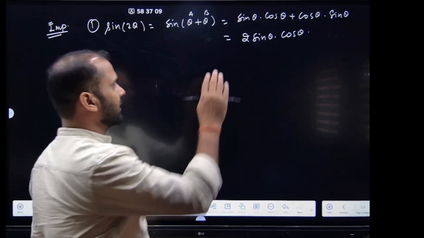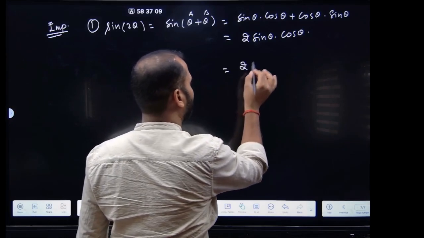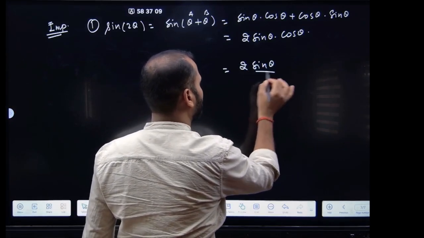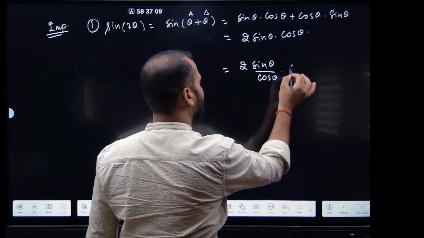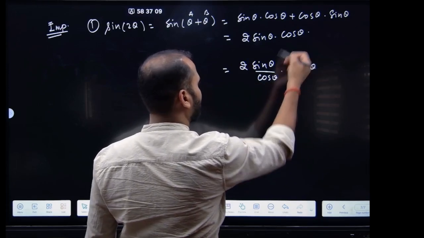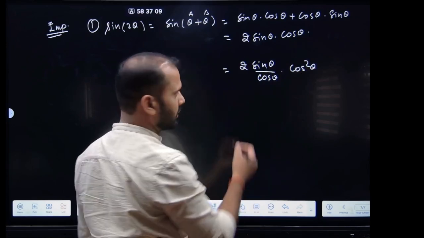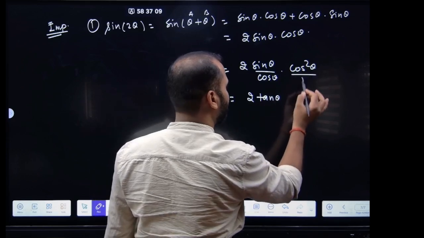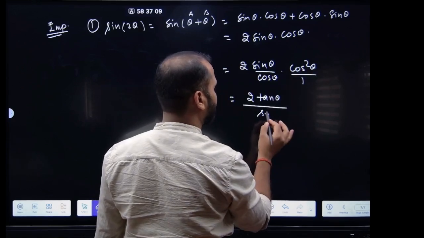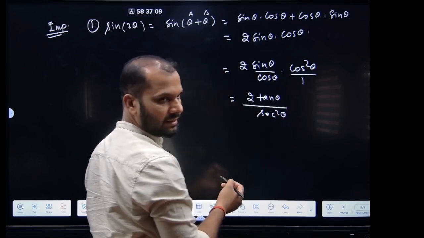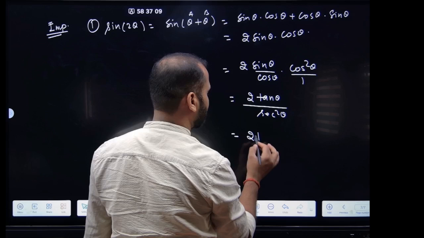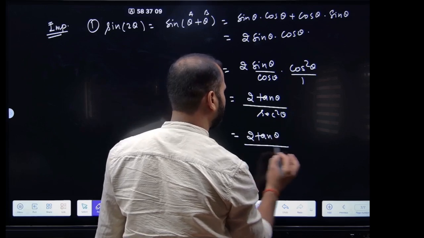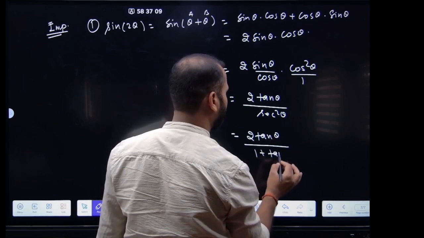Sometimes we will be writing this in terms of tan. You tell me how to convert this in terms of tan. Here I am dividing by cos and multiplying by the same cos, so that this will become tan, and this is 1 upon cos square. What can you write if you take it in the denominator? Secant square. So you can write this as 2 tan theta over secant square, which is 1 plus tan square theta.